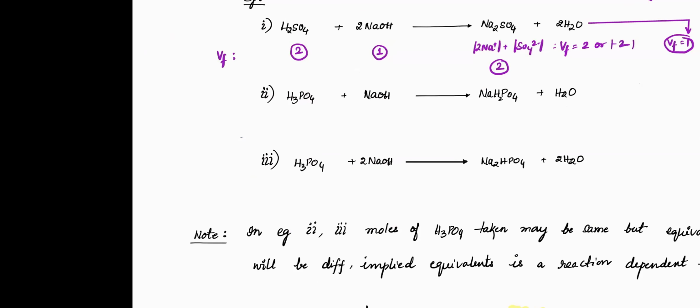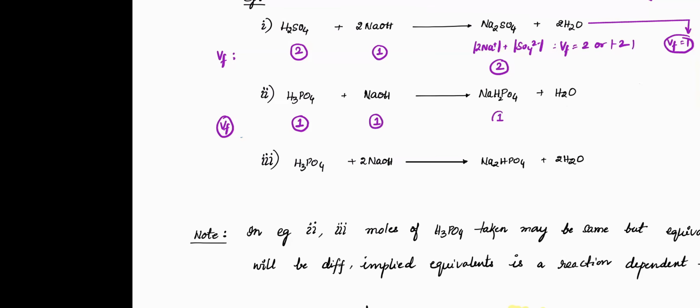Next, H3PO4 and NaOH. Now, how many hydrogens? Actually, H3PO4 can give a maximum of 3 hydrogens. But in this particular reaction, if you notice, it has not given all the 3 hydrogens. Only 1 hydrogen was given out. Hence, the valency factor pertaining to this reaction is 1, because it has given only 1 H plus. So do remember that whenever a chemical reaction is already given, its valency factor is already established. Same way, OH minus here, valency factor is 1.